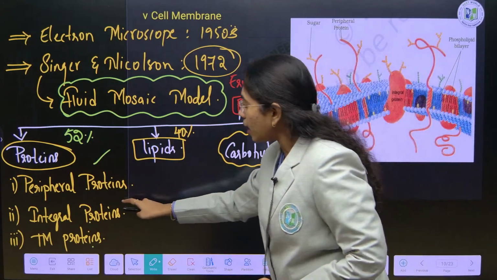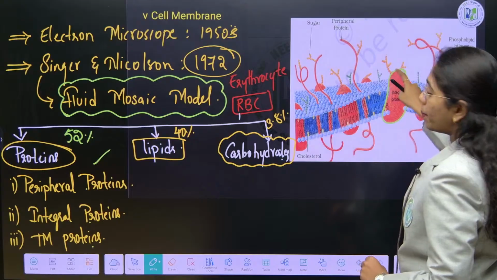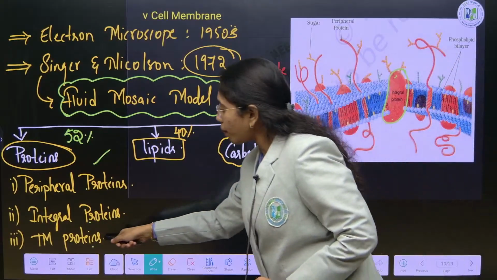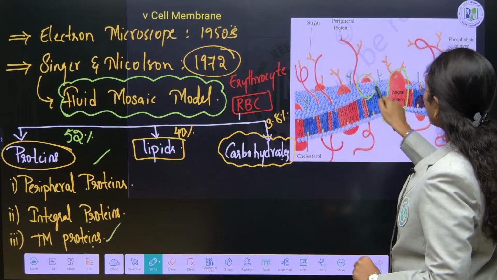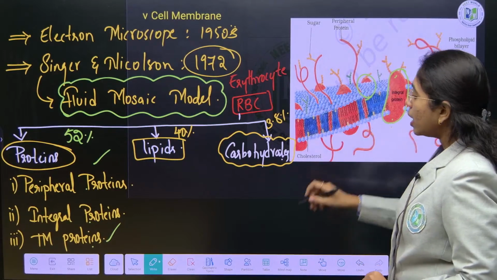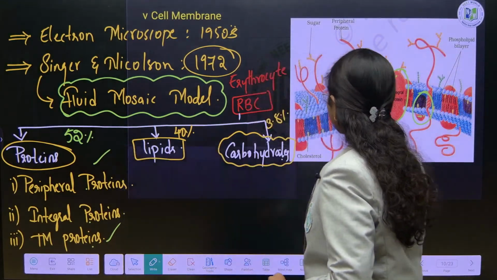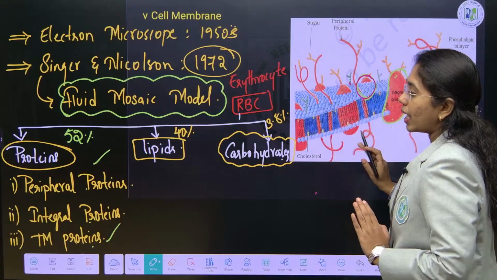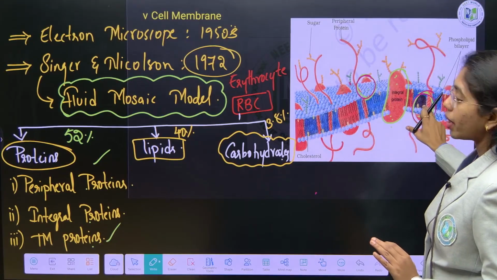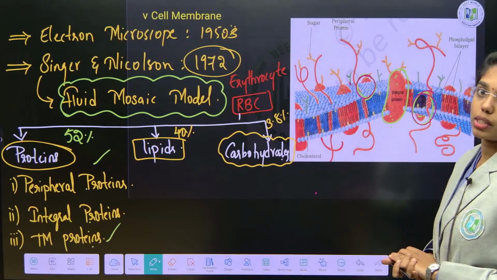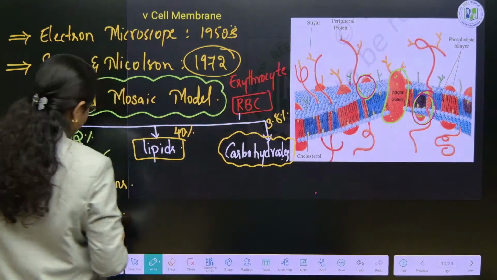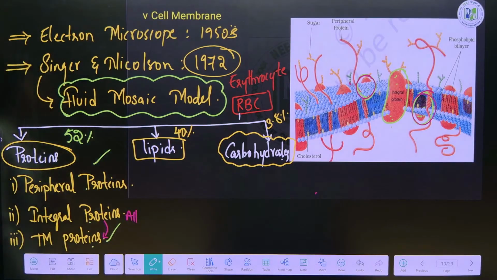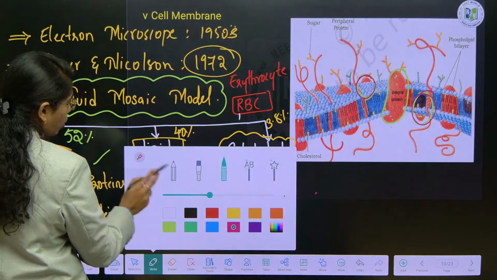The integral proteins are embedded inside the cell membrane. Integral proteins will span both sides of the cell membrane. Transmembrane proteins will span any one side of the cell membrane. From the diagram, they span only one side or both sides of the cell membrane. That is the reason we say all integral proteins are transmembrane proteins, but not all transmembrane proteins are integral proteins. Have a clear note of it.